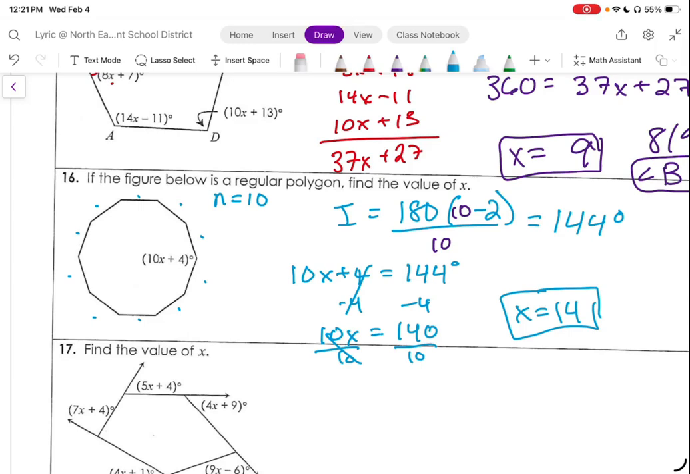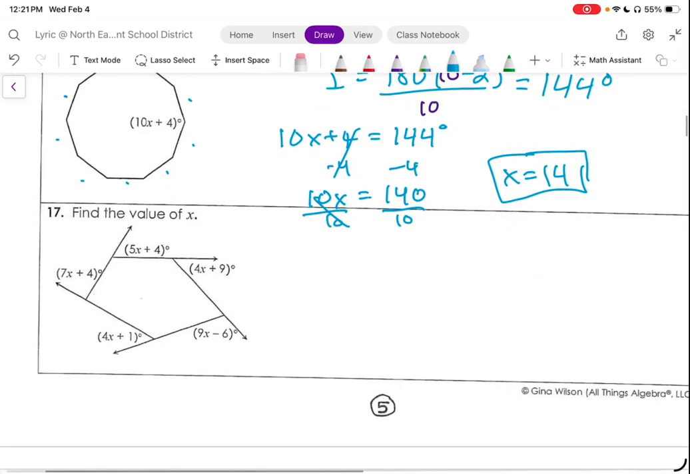Cool stuff. All right, the last one here, number 17, we are looking to find x, but what type of angles do we have here? That's right, we have exterior angles here, which means we are not using an interior angle formula, we are using the exterior angle formula. But what do we know about the total of all exterior angles? All exterior angles of any polygon add up to 360 degrees. Maybe not E, but total is 360 degrees.